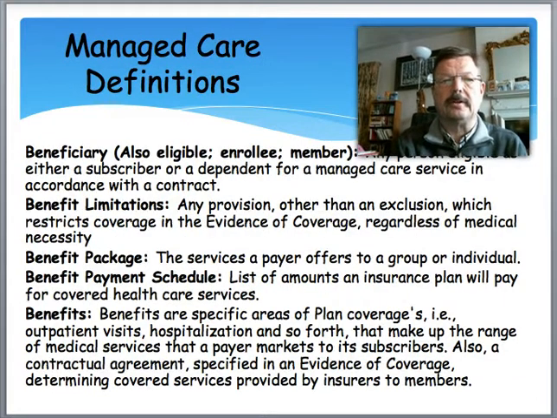Some managed care definitions. A beneficiary, also known as eligible, enrollee, or member: any person eligible as either a subscriber or a dependent for a managed care service in accordance with the contract. Benefit limitations: any provision other than an exclusion which restricts coverage in the evidence of coverage regardless of medical necessity.